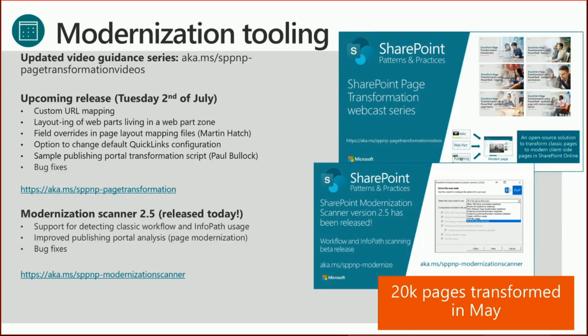Okay, then Modernization Scanner. Today we released version 2.5. What's new there is mainly being able to detect workflow and InfoPath. So the scanner will generate 2 new reports. One is listing all the classic workflows that are used in your environment. The other one is listing all the InfoPath usage. This is in preparation for you to start thinking about movement towards Microsoft Flow and Microsoft PowerApps. And there are some bug fixes, some small improvements here and there. I think that sums it up, Professor.